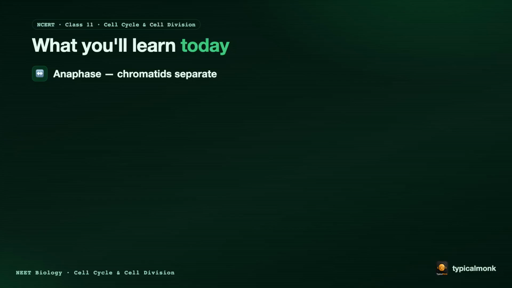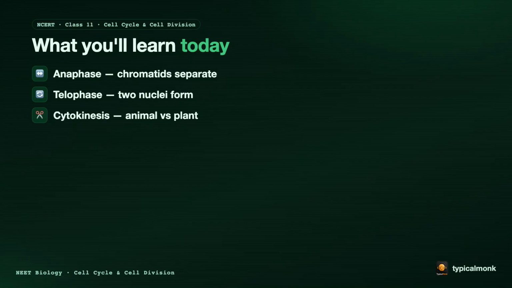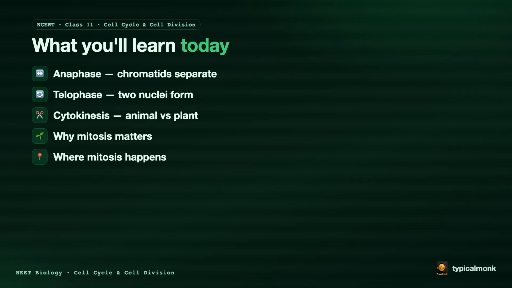Here is today's path. 5 stops. First, Anaphase, where the chromatids separate. Second, Telophase, where two nuclei form. Third, Cytokinesis, that is the difference between animal and plant. Fourth, why mitosis matters. And fifth, where mitosis happens.